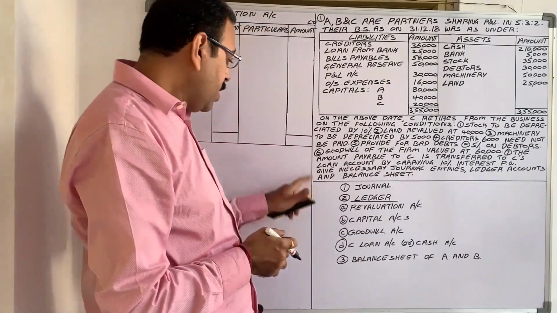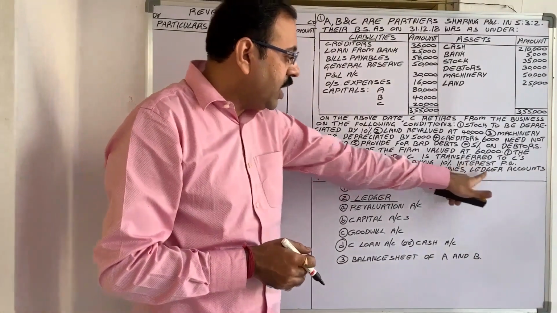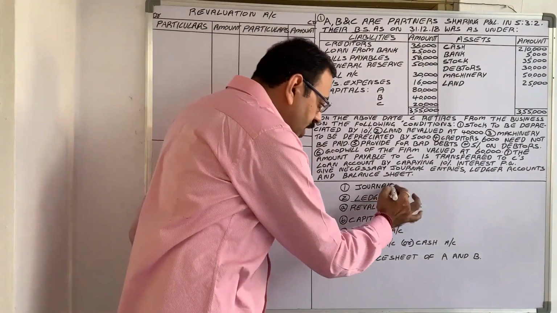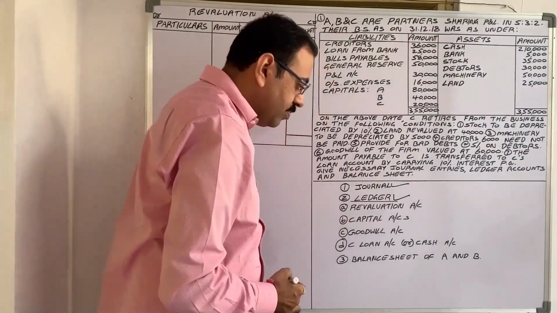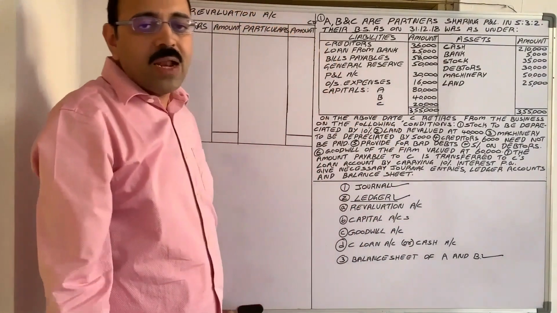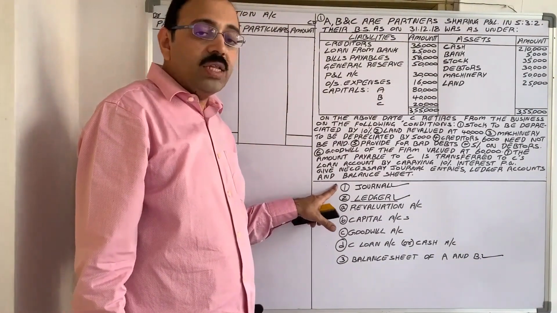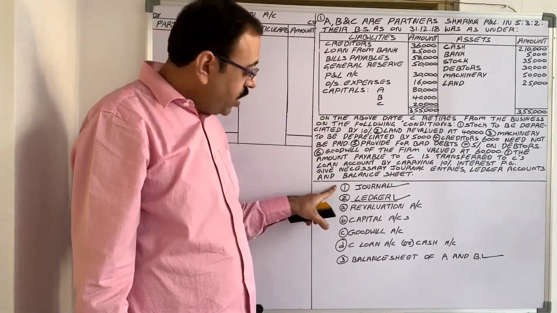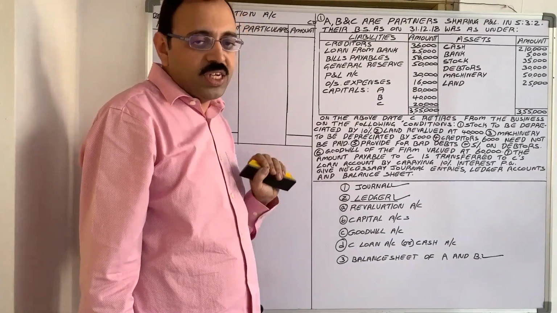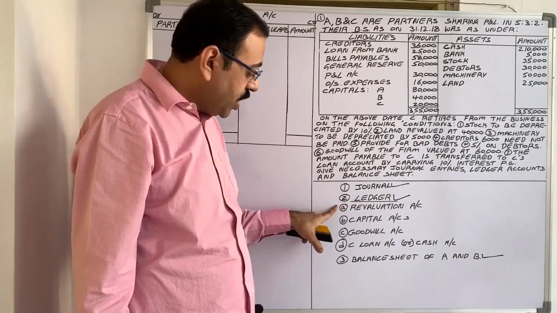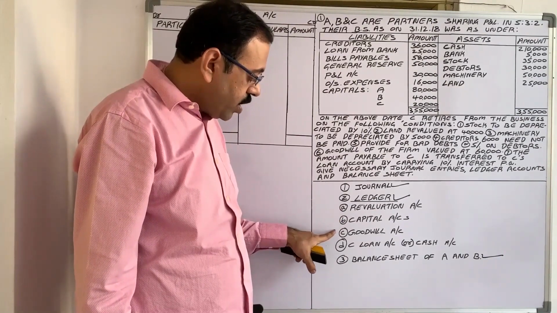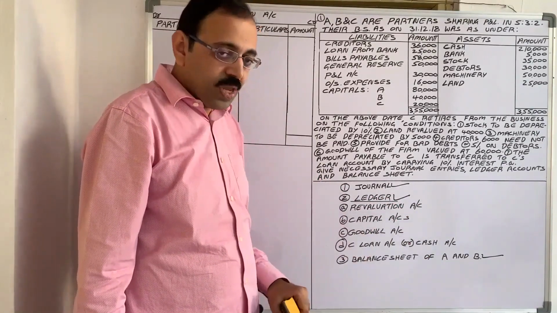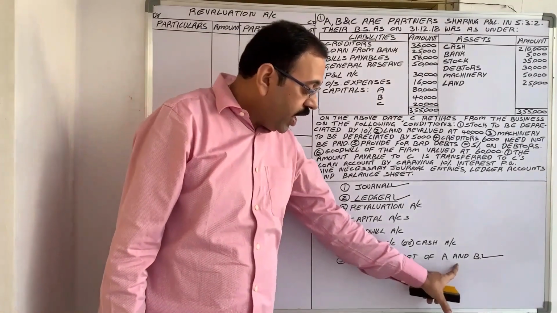Finally, what is he asking? Give necessary journal entries, ledger accounts and balance sheet. He is asking us to show journal entries, ledger accounts and the new balance sheet. First, we have to write the journal entries for all these adjustments. Then based on the journal entries, we have to prepare some accounts in the ledger. What are the accounts? Revaluation account, capital accounts, goodwill account, C's loan account or cash account. Sometimes we may prepare both. And finally, the balance sheet of A and B.